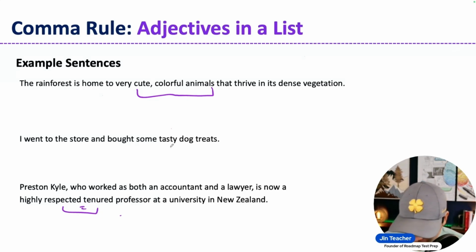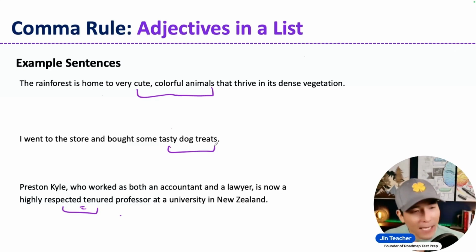What about the next one? Instead of saying tasty dog treats, what if you said dog tasty treats? Dog tasty treats. This is where you can really hear it doesn't make any sense at all. It sounds ridiculous. Dog tasty treats doesn't make any sense whatsoever. This is why you don't put a comma between these two adjectives, okay?